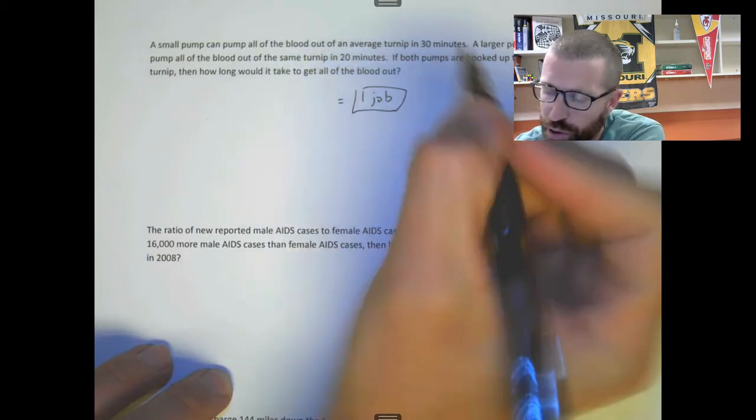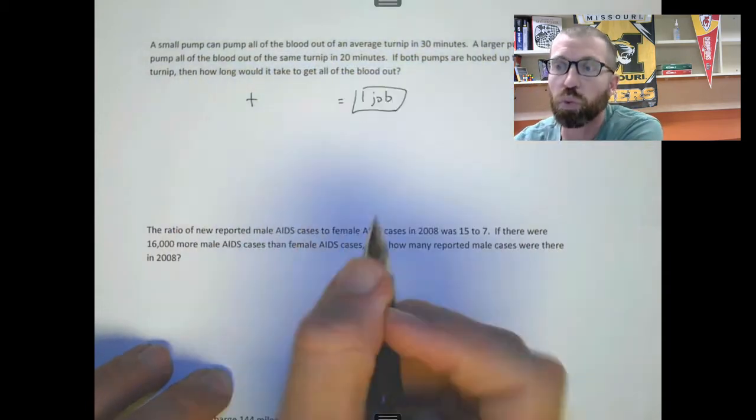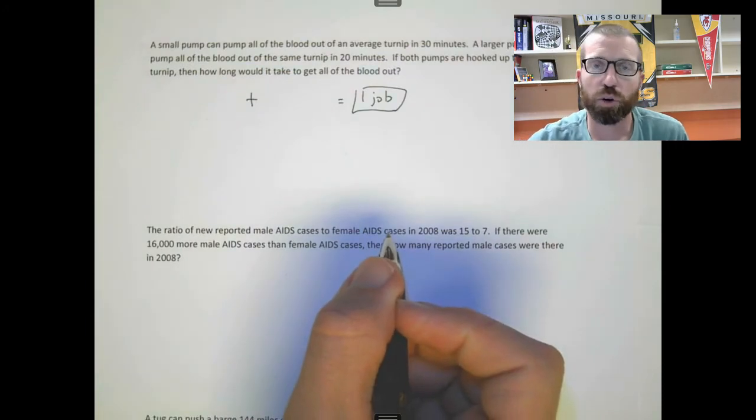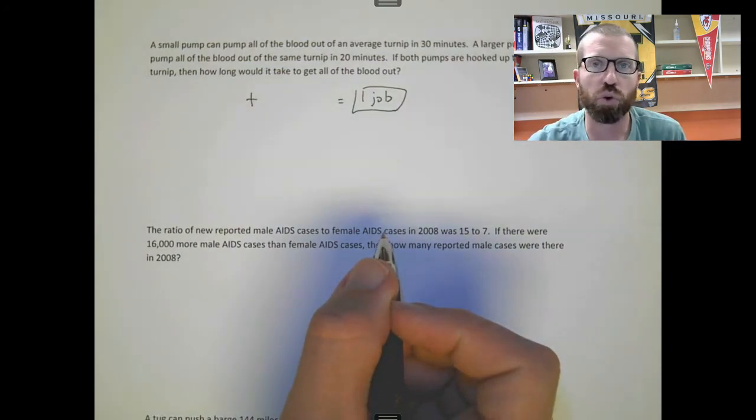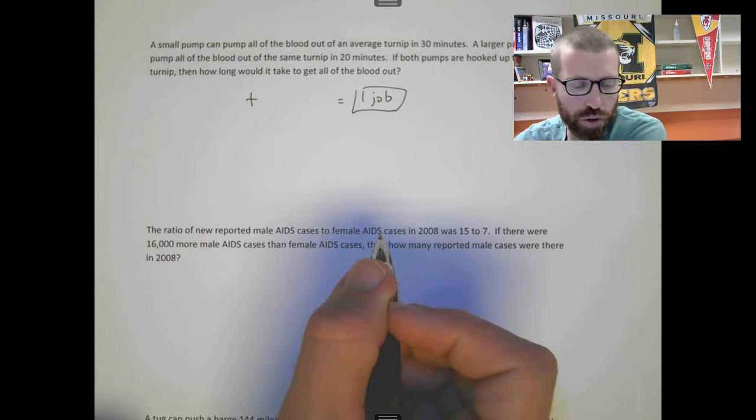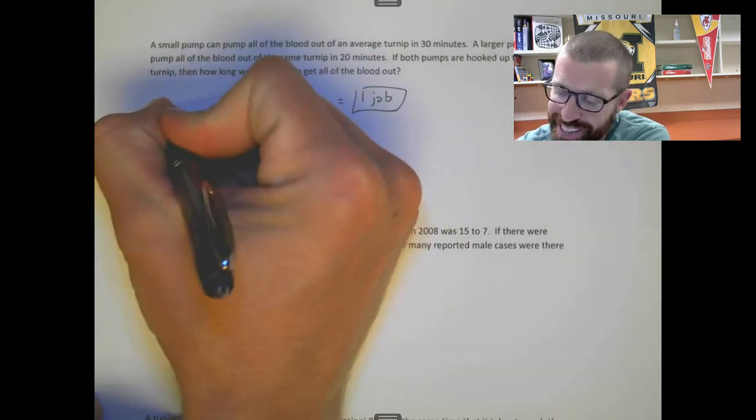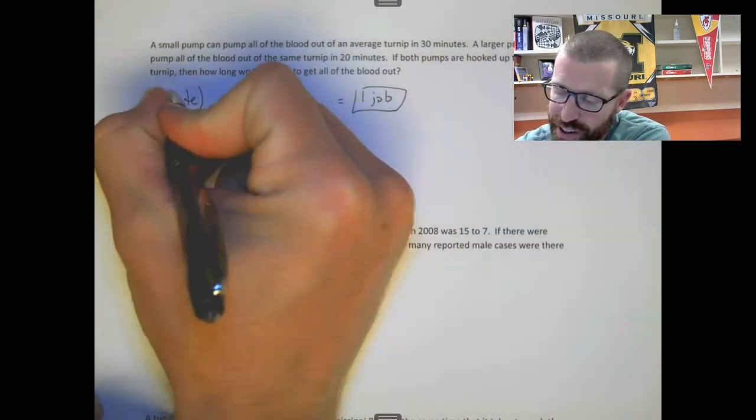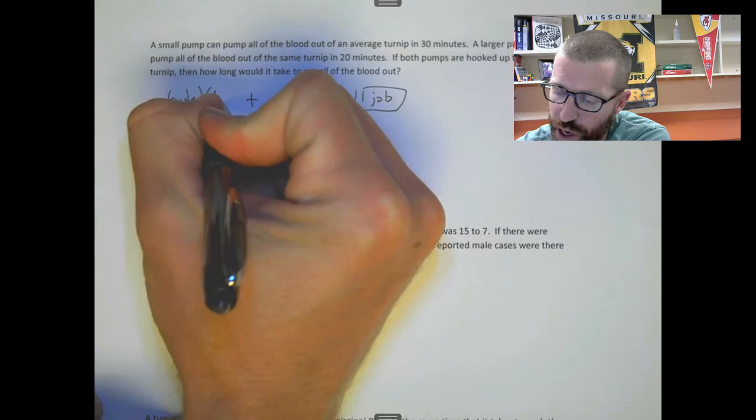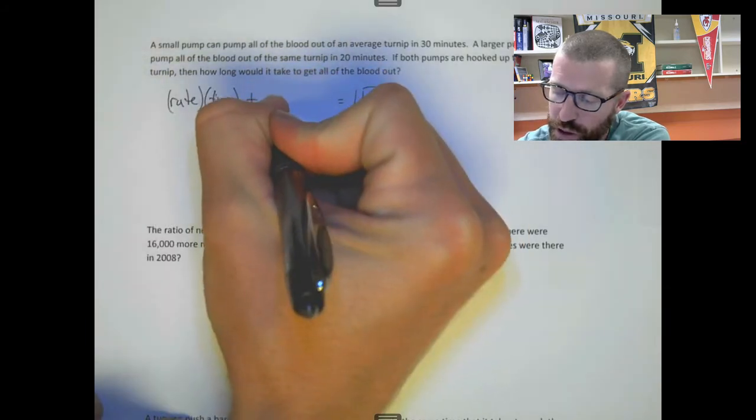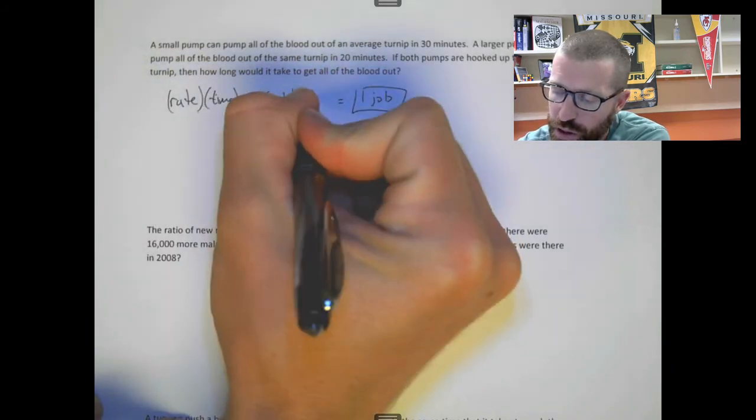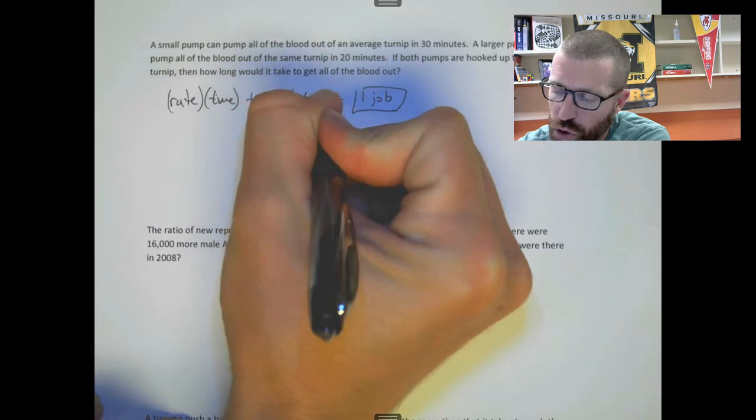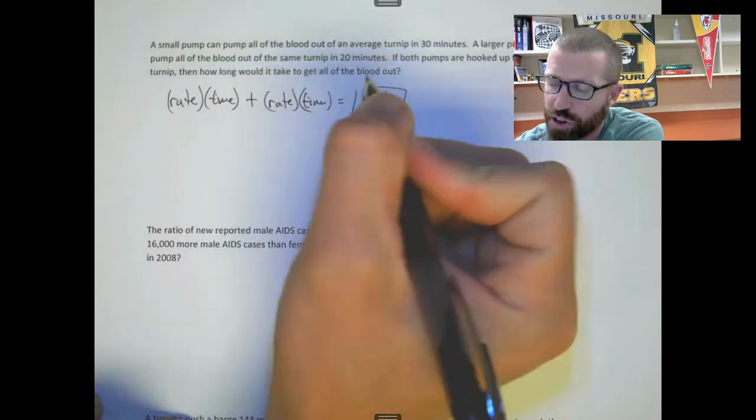And we're going to calculate the amount of work, or the amount of blood that's pumped, for each pump. We're going to use the same idea that you might have seen before as rate times time. So it'll fit in this total category. So it's rate times time.